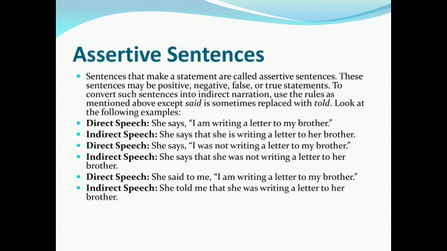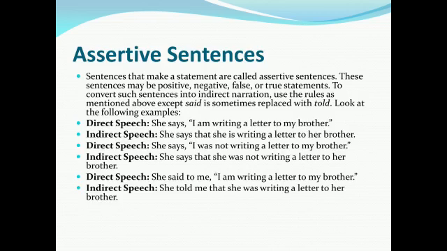Direct speech: she says, I'm writing a letter to my brother. Now, this is a simple statement in the present continuous tense where she is the reporting subject, says is the reporting verb in the present tense. So, the sentence will not be changed as the reporting verb is says. So, the indirect speech will be she says that she is writing a letter to her brother.